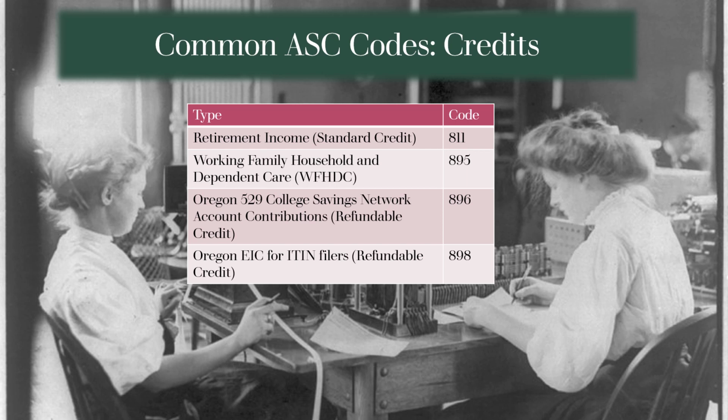The Working Family Household and Dependent Care Credit is a refundable credit that is conceptually similar to the Federal Child and Dependent Care Credit. Contributions to an Oregon 529 college savings plan are eligible for a refundable credit. And as mentioned before, ITIN filers can receive Oregon EIC that would not flow from the federal return because they would not qualify for the federal credit.